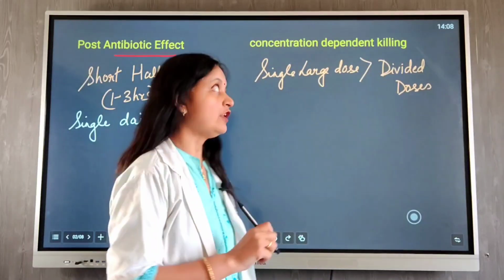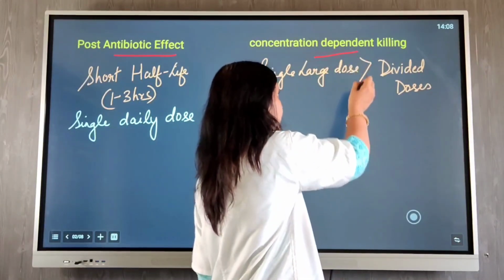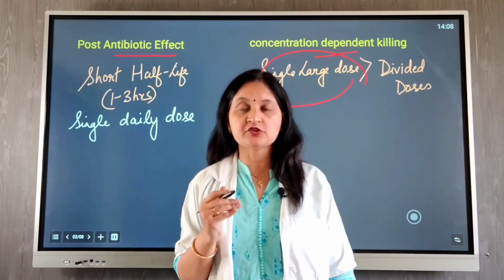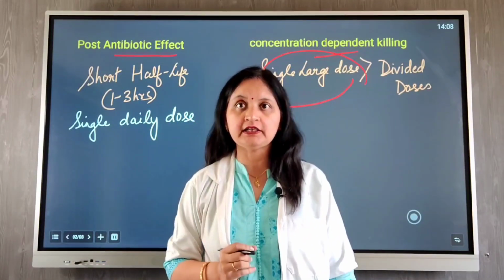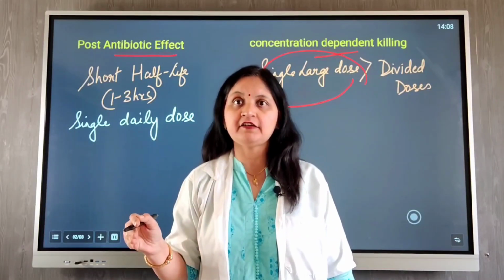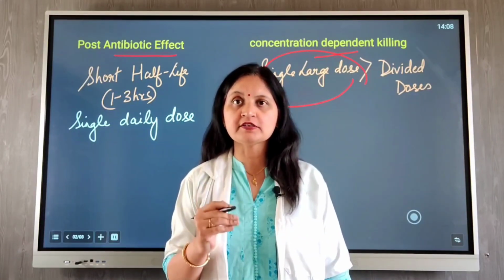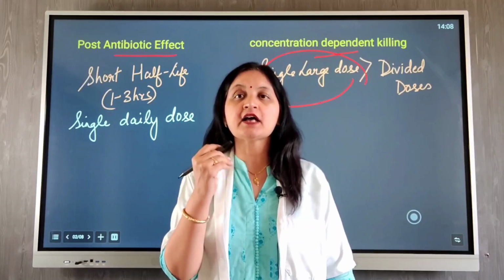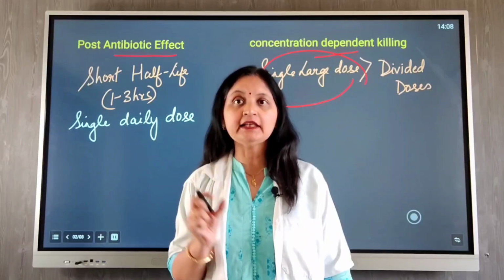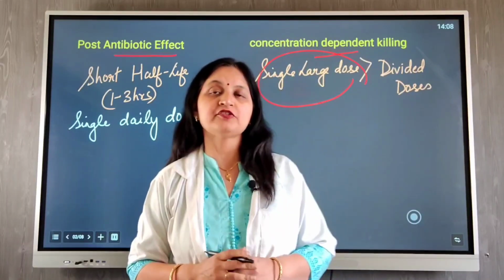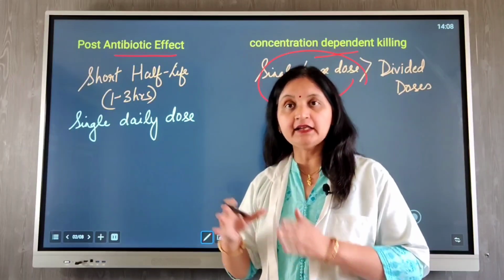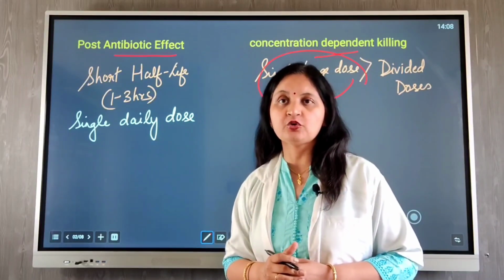Aminoglycosides also exhibit concentration-dependent killing, which means that a single large dose is preferred over divided doses, that is, doses administered 8 to 12 hourly. This is because at higher concentration, there is greater bactericidal effect. When the tissue concentration is increased, a higher proportion of bacteria is killed at a rapid rate than in divided doses. So higher concentration produces enhanced bactericidal effect than when administered in divided doses.